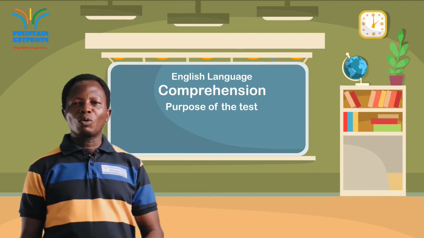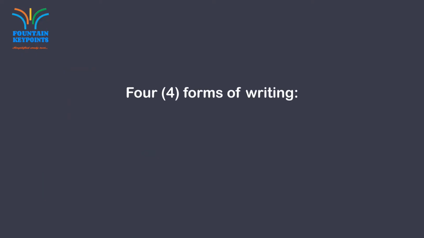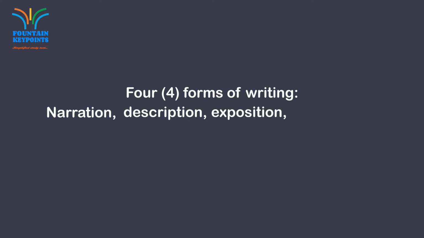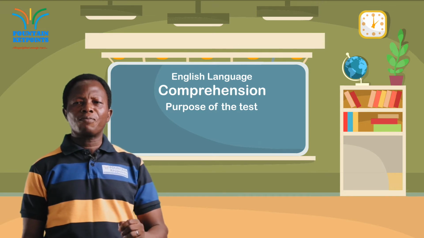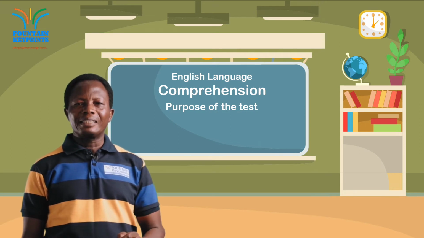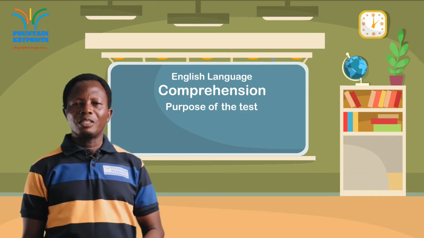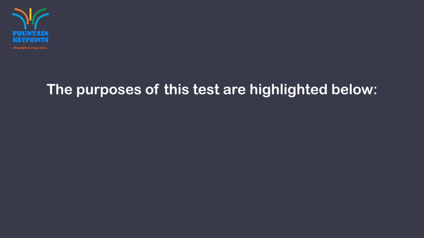The test is based on 4 forms of writing: narration, description, exposition, and argument. Candidates are expected to be acquainted with the 4 forms of writing, since the test of knowledge lies in the amount of understanding a person has of a language, the use of English in this case. The purposes of this test are highlighted below.